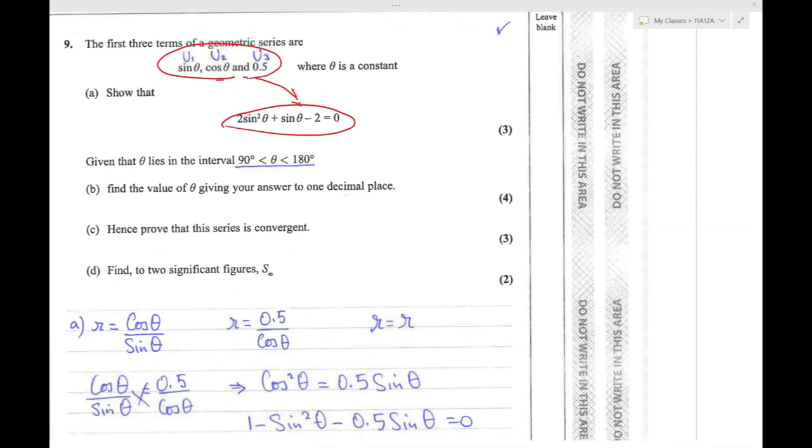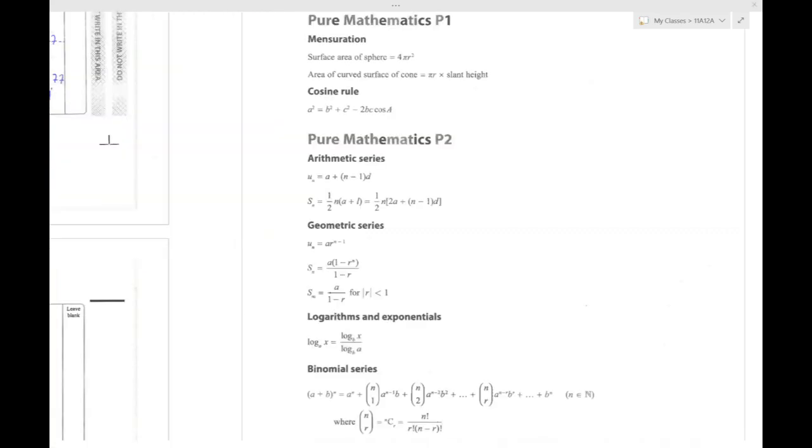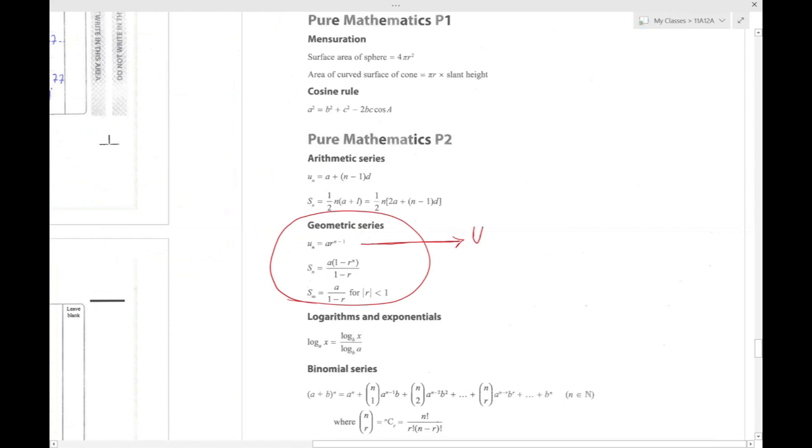Now I've posted here the formula paper that you're going to get. The formula paper gives you these geometric formulas, okay, only. Now this one is the general term of the nth term of a geometric series, and I'm going to give you this one, which I already gave you in the videos. Un is equal to up r to the n minus p.